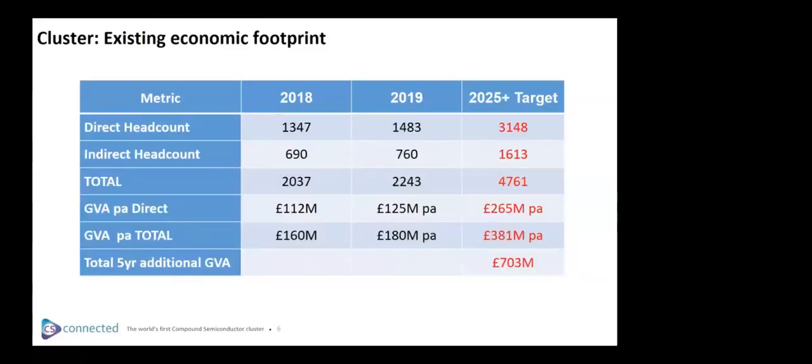The current headcount of the cluster sits at just under 1,500 direct employees in research and development, engineering, and semiconductor manufacturing. And our economic model suggests that that leads to an indirect headcount of around 760, so a total of just over 2,200 employees, which has a net gross value add to the region of 180 million per annum. The vision and target for the cluster is to double those numbers by 2025, to move towards nearly 5,000 jobs in the region, with a contribution of upwards of 380 million per annum.